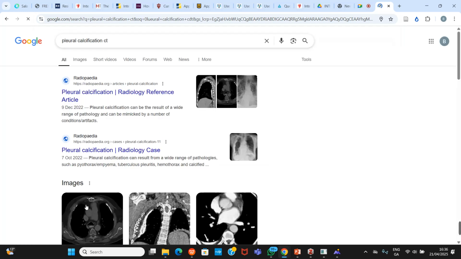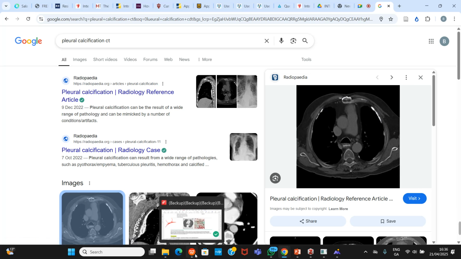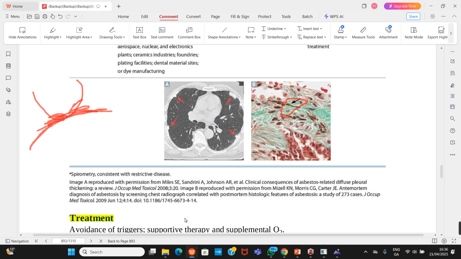Okay, yeah, this one is a very good one. If we see this kind of thing in our exam, we should not overthink it. That is the pleura getting calcified. This is a very good example of pleural calcification. Just look at the margin of the lungs, that's where we have the pleura. Once you see that, think about asbestosis. Pleural calcification, asbestosis.